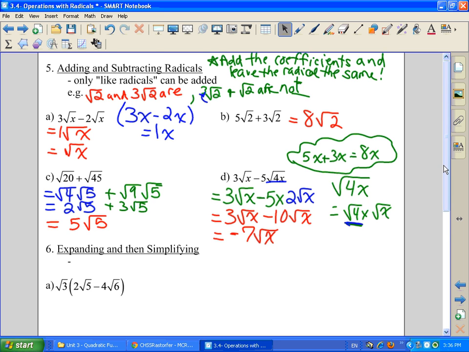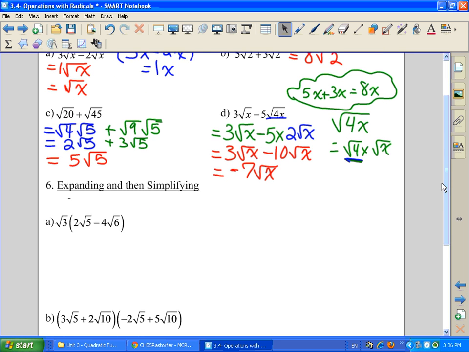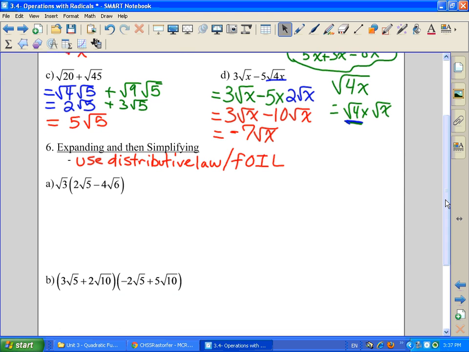All right. Last one, ladies and gentlemen, is expanding and then simplifying. Just like with algebra, we're going to use the distributive law or FOIL. So use distributive law or FOIL, first, outside, inside, last, to expand. All right. Here we go. So let's do that. This first example, whatever is out front of the bracket gets multiplied by everything inside the bracket.